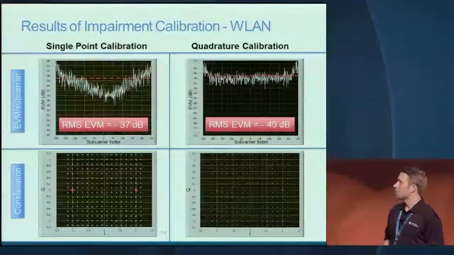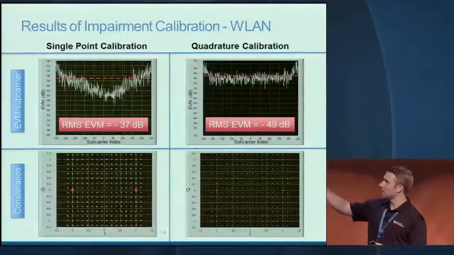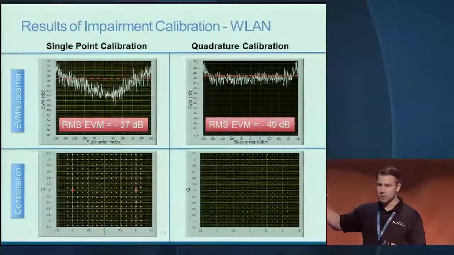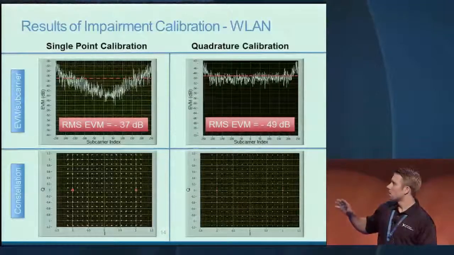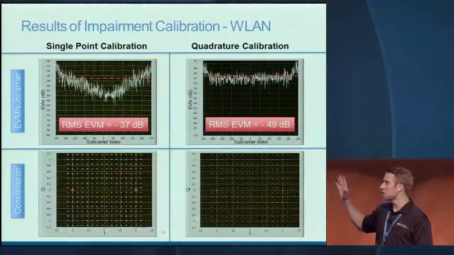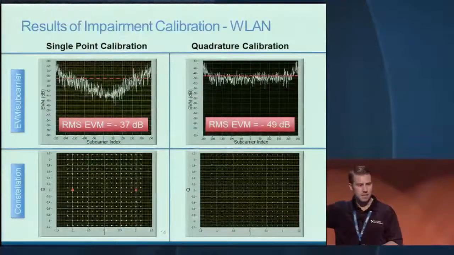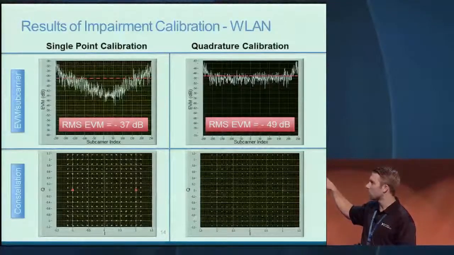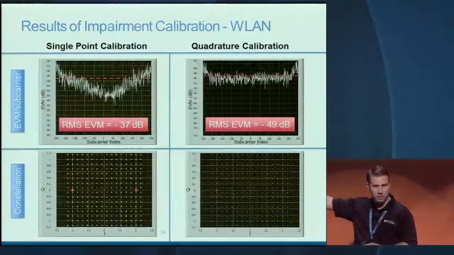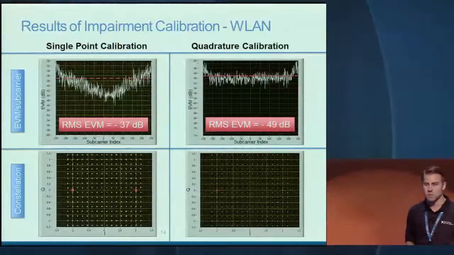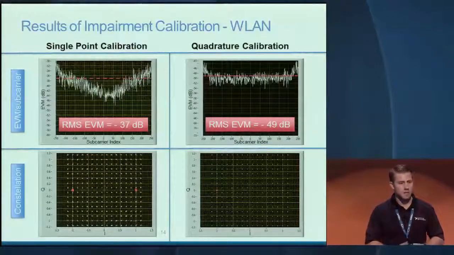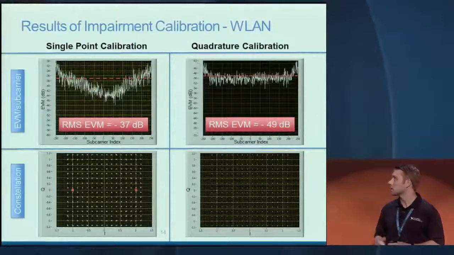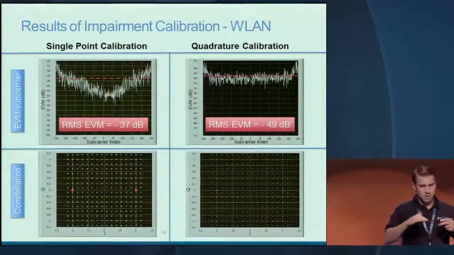So what does that look like when it's actually been corrected? What I've got on the left is what you could call a single point correction, where you're maybe just adjusting the gain or phase at the center frequency. And then on the right, we've actually applied this quadrature correction. The raw design itself has an RMS EVM performance of about minus 37 dB, but once we've applied that correction, you can see the constellation is much, much tighter. You almost can't even see some of the constellation symbols. And the RMS EVM for this same 160 megahertz AC signal is minus 49 dB as opposed to minus 37. So we get a 12 dB improvement in RMS EVM.